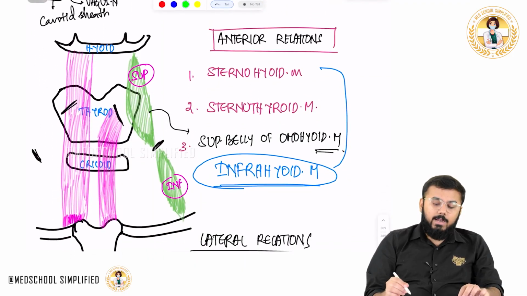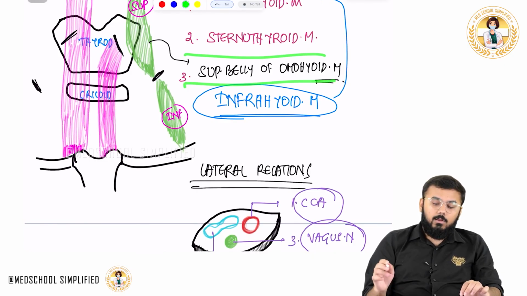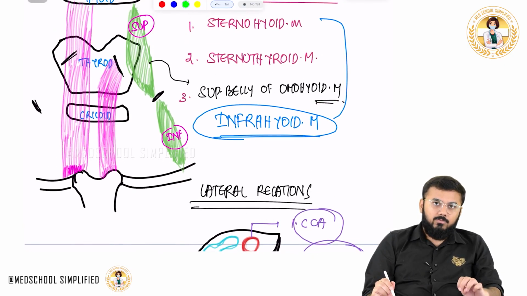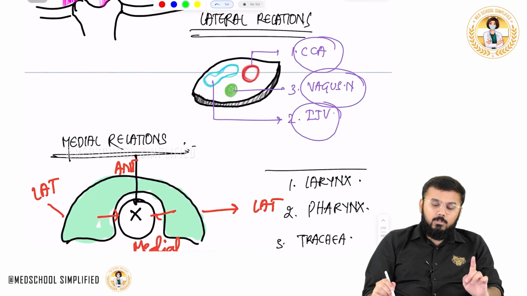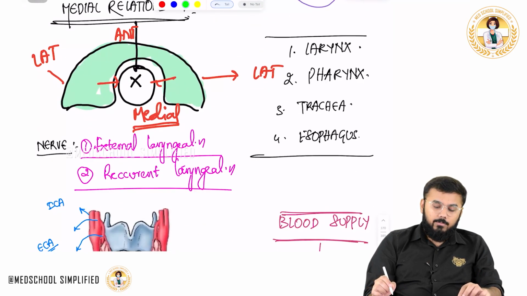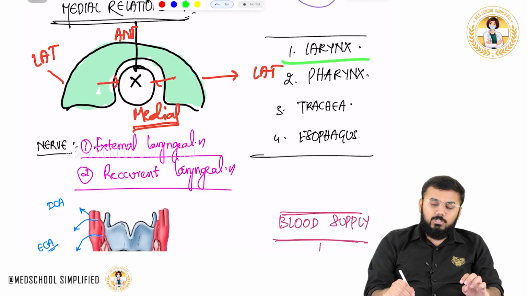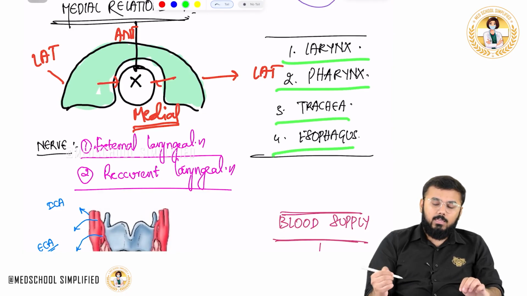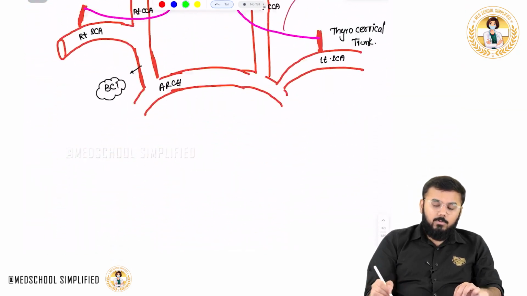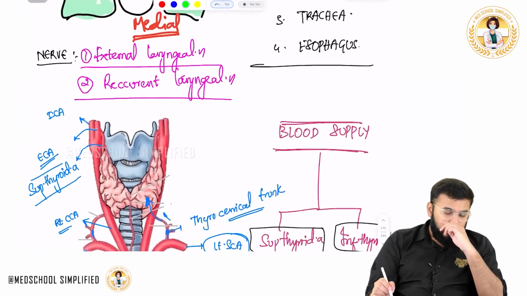What are the relations? Anterior relations are sternohyoid muscle, sternothyroid muscle, and superior belly of omohyoid muscle. All these are the infrahyoid muscles. Coming to the lateral relations: common carotid artery, vagus nerve and internal jugular vein. Coming to the medial relations: larynx, pharynx, trachea, esophagus. So these are some of the important things which you need to know regarding your thyroid gland.